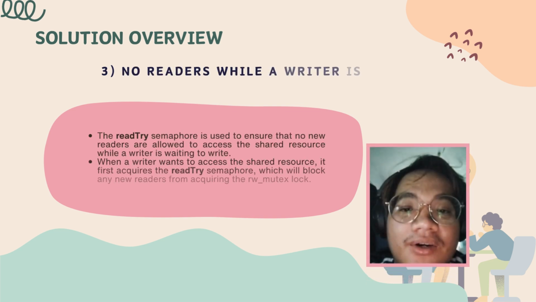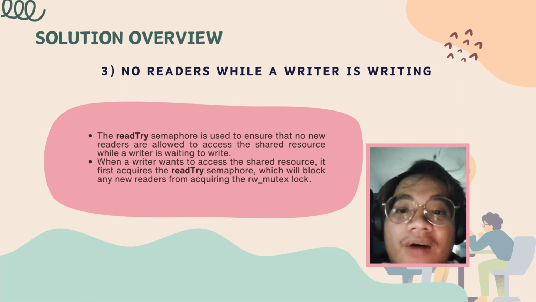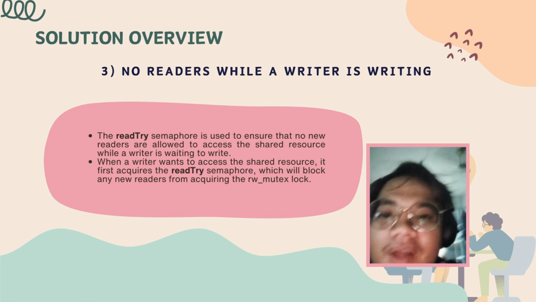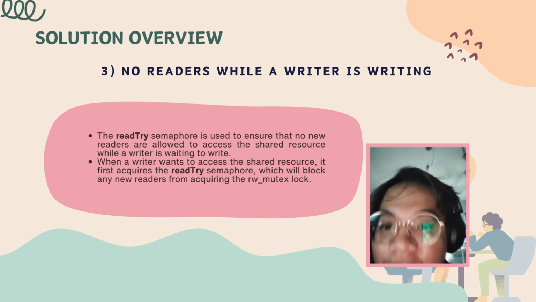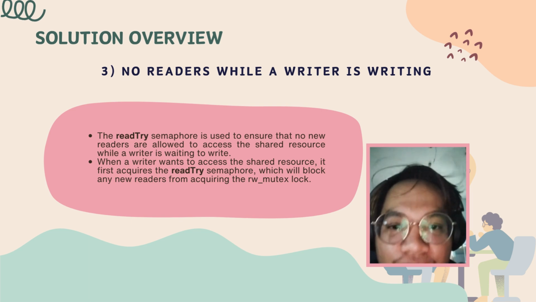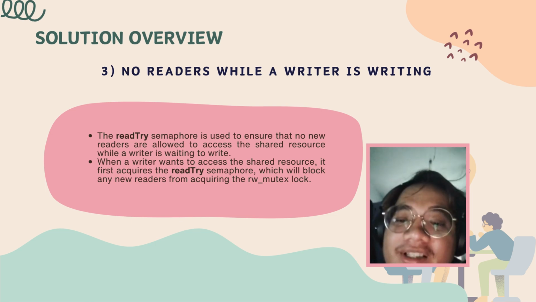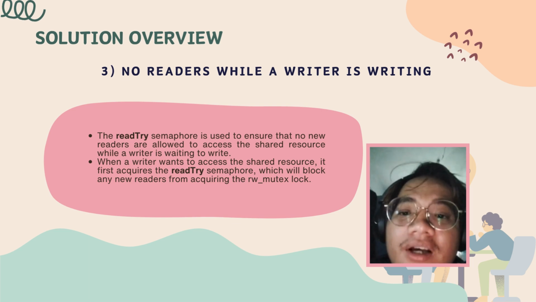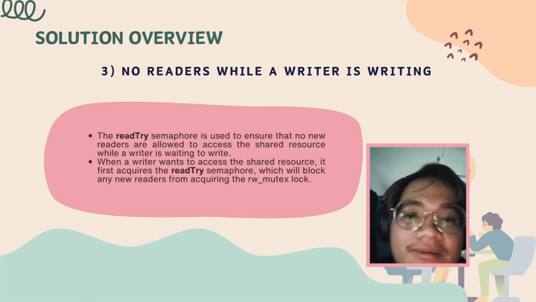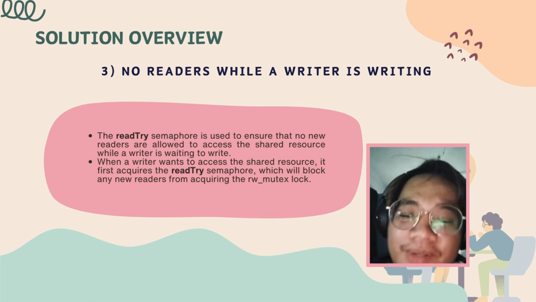Number three is no readers while a writer is writing. The readtry semaphore is used to make sure no new readers can get in while a writer is waiting to write. When a writer wants to use the resource, they first grab the readtry semaphore, which will block any new readers from getting the rw mutex lock.